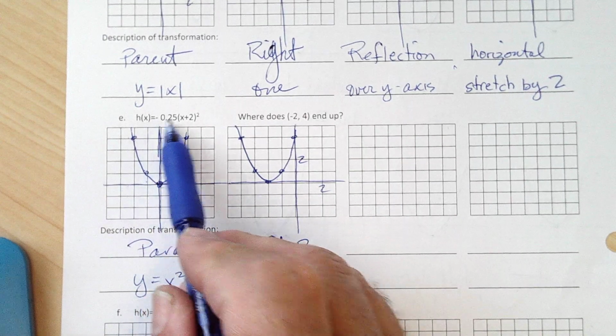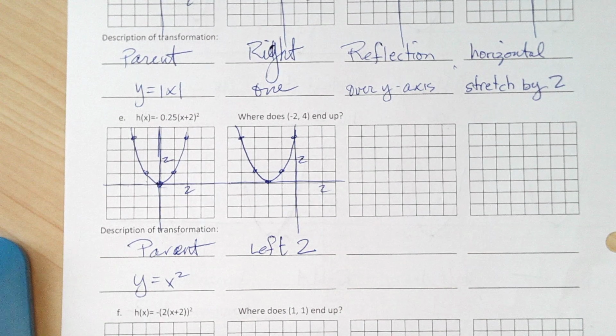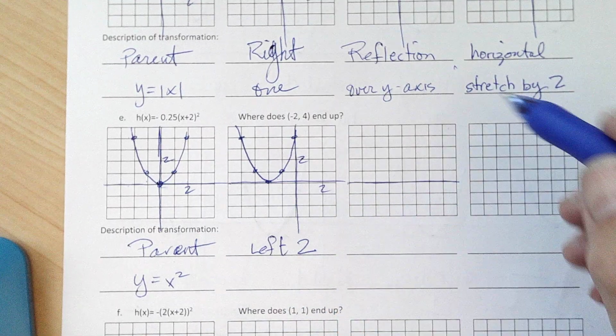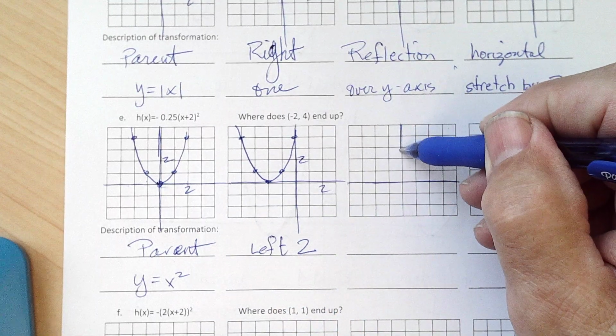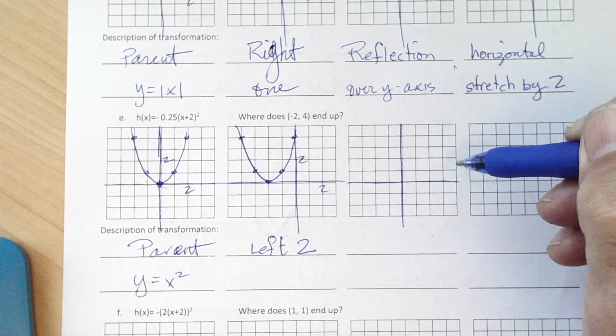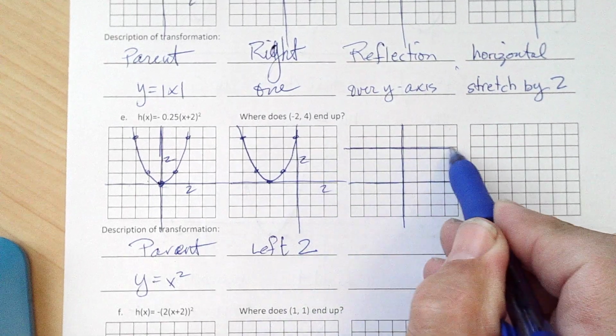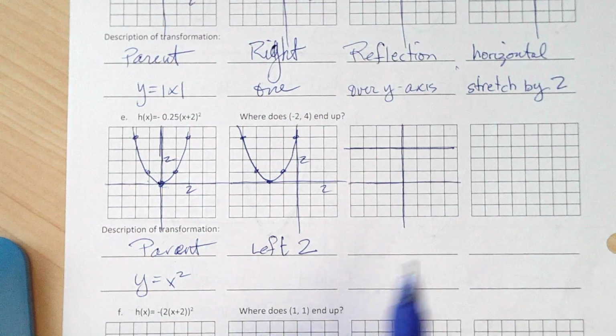Okay, got two things on the outside. I got a minus and a 0.25. And since they're on the outside, they do exactly what you think they would do. The minus is a reflection. I'm going to move this up because I'm going to take this whole thing and reflect it over the x-axis.